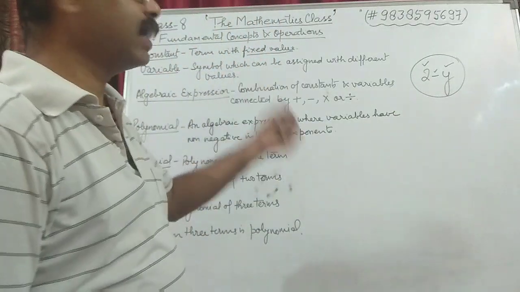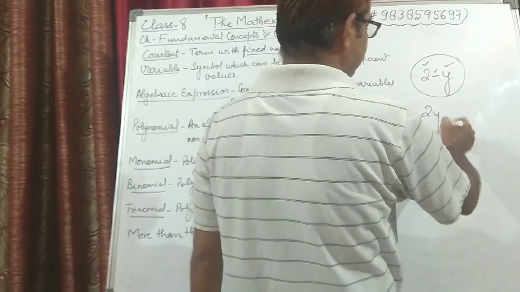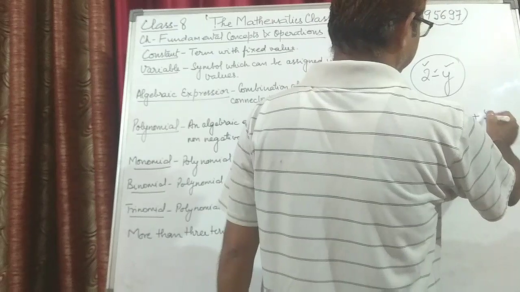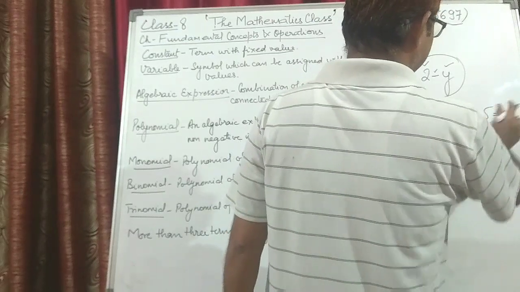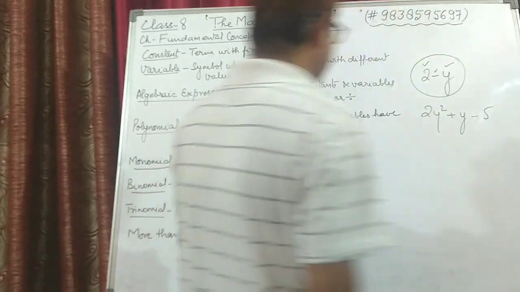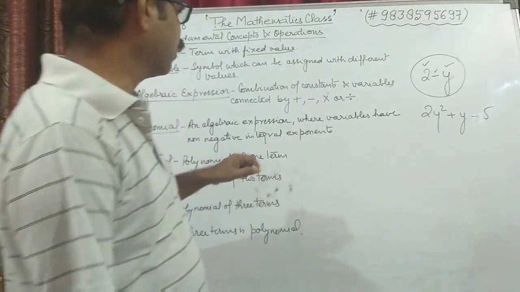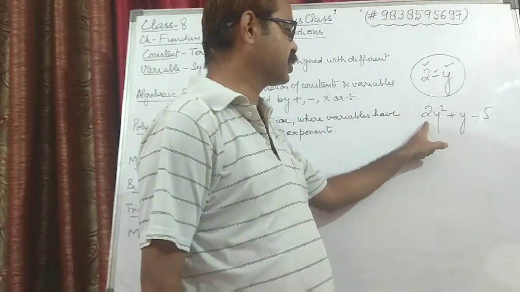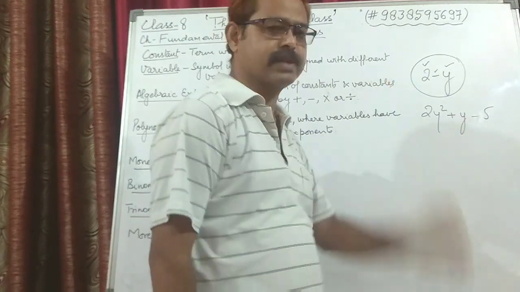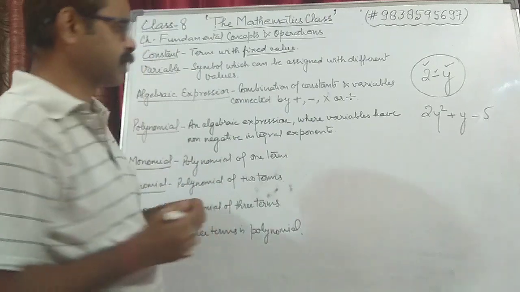So this is an algebraic expression, or I can say 2y square plus y plus 5, or let's say this minus 5 or whatever. So this is again an algebraic expression, because here you can see constant, variable, constant connected by plus or minus sign. So this is an algebraic expression.